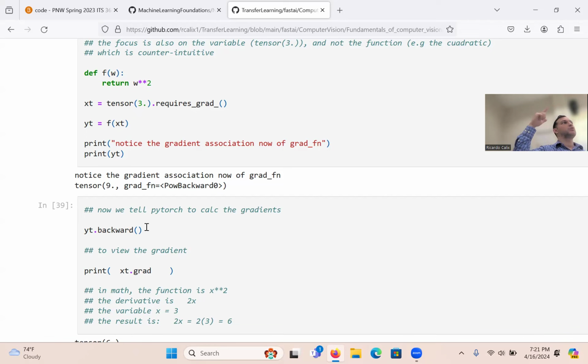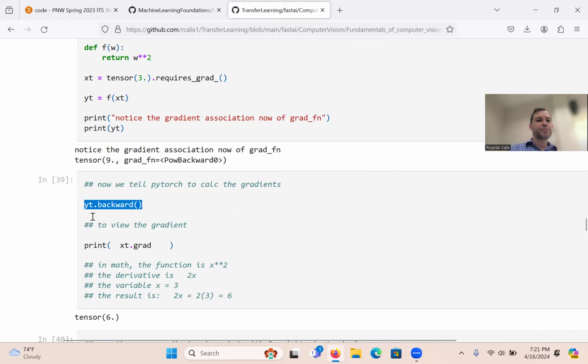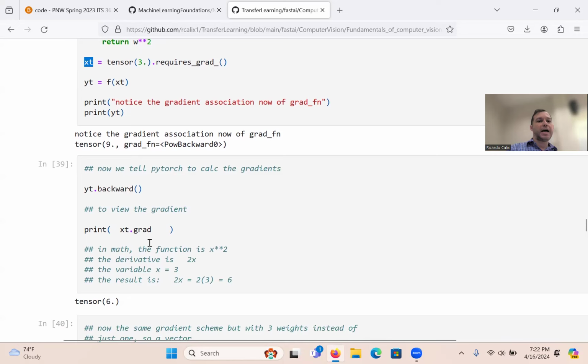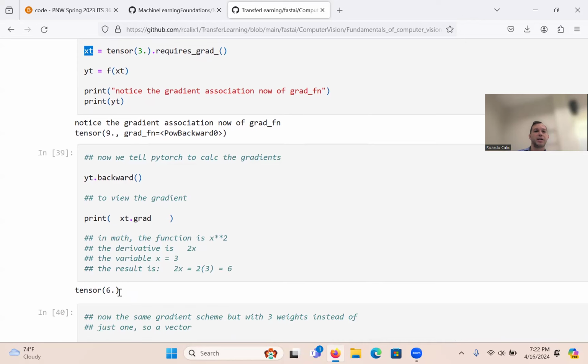Well, here I'm only invoking one of them, dot backward. When I do this dot backward, it's not going to update anything, but it does calculate the gradients for everything. And notice what I mean here. When I do backward, and now I print xt dot grad, this one over here, notice what happens is that I get 6 instead of what I was getting before, right? So this basically tells you that it's calculated the derivative.